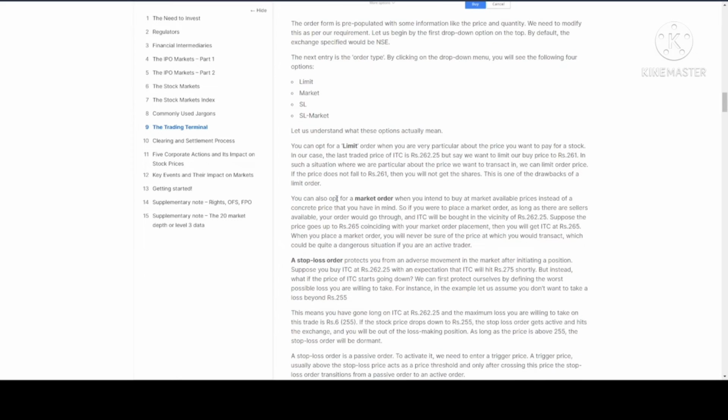You can also opt for a market order when you intend to buy at market available prices instead of a concrete price that you have in mind.